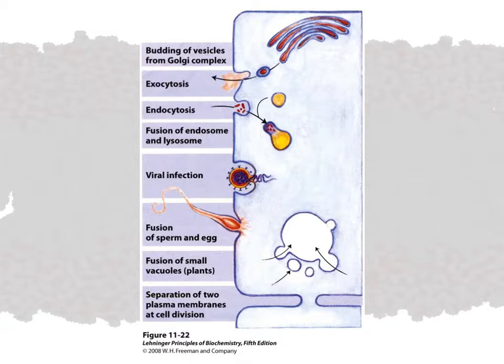Likewise, you can actually have endocytosis. And we'll talk a little bit about the roles of caveolin and clathrin with respect to endocytosis in just a moment. But another thing that can happen, of course, is viral infections. Depending upon the virus, they utilize different machineries.